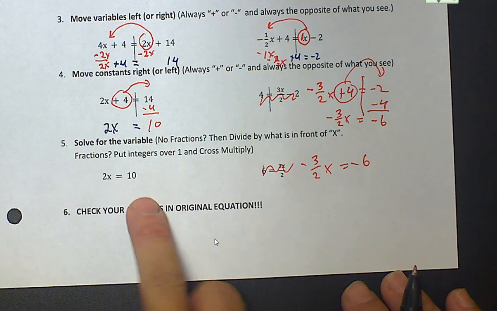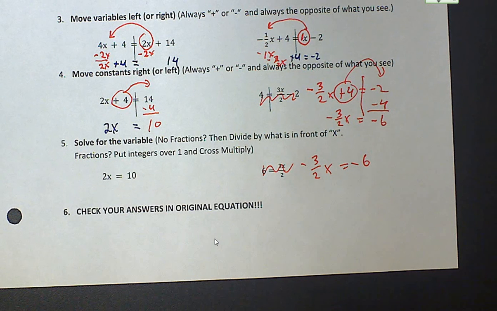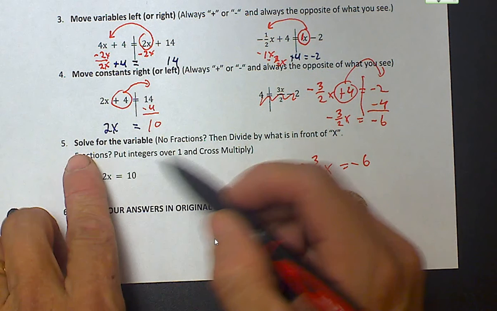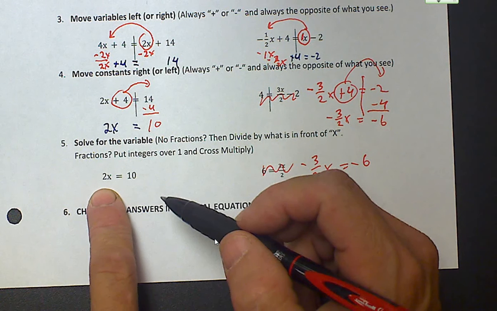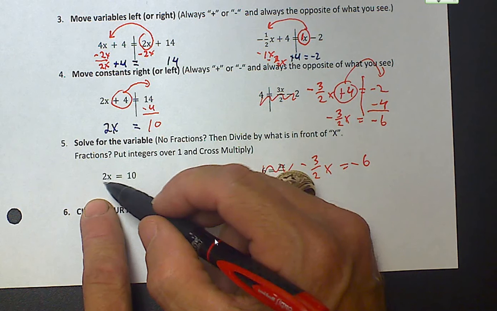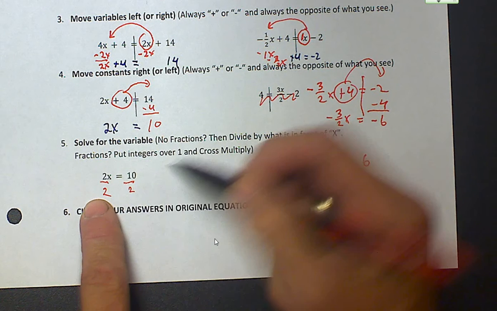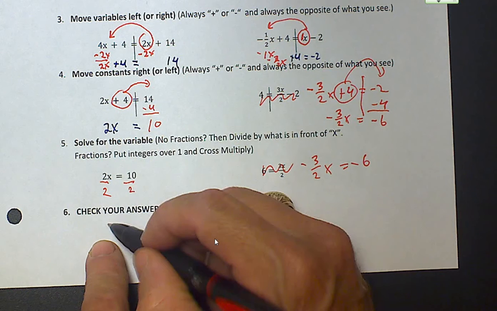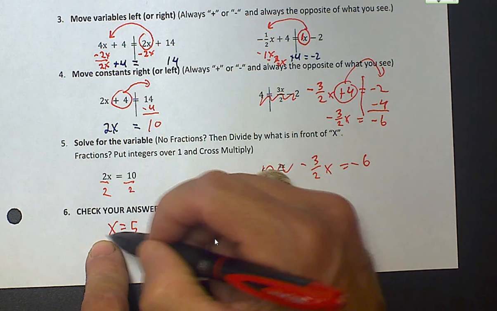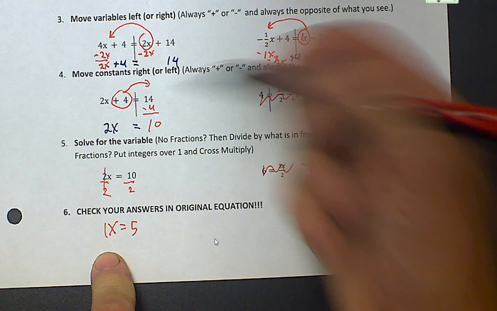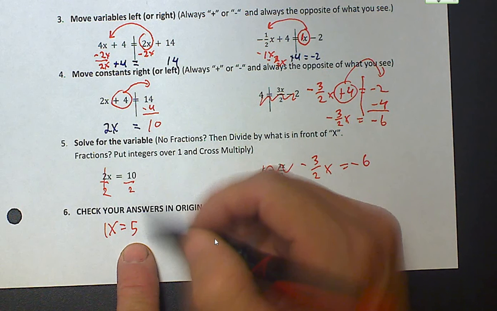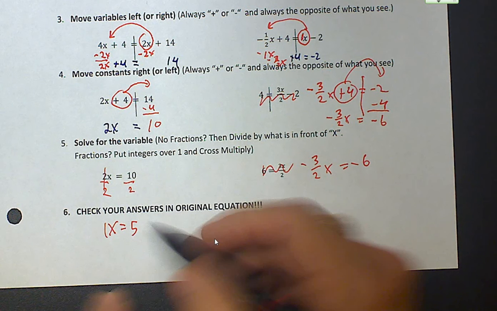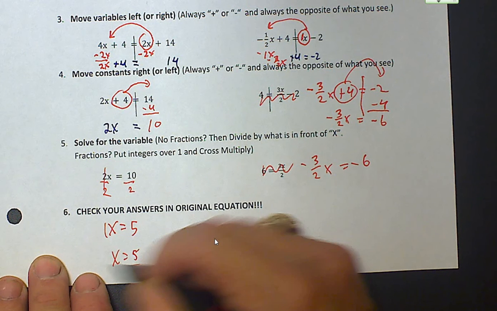Down here, the last step. 2x equal to 10. My last step is always going to be the division step. All right? I'm going to divide, or I'm going to cross multiply, one of the two. So here, there's no fractions. I'm going to divide both sides by 2. 1x. 2 divided by 2 is 1. X comes down, the equal sign comes down, 10 divided by 2 is 5. If you just want to write x equal to 5, you can do that too. I'm fine with either one.